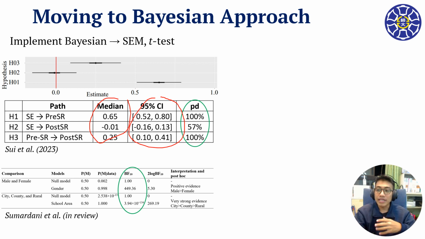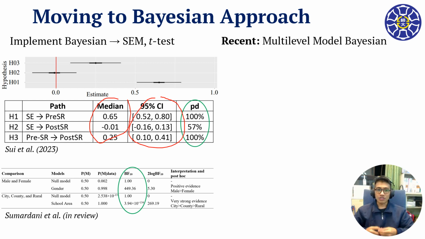So I'm using Bayes factors, which is another approach to implement Bayesian analysis. Not only probability of direction, but also we can use BF, Bayes factors. So in recent research, I also implemented a multi-level Bayesian model.